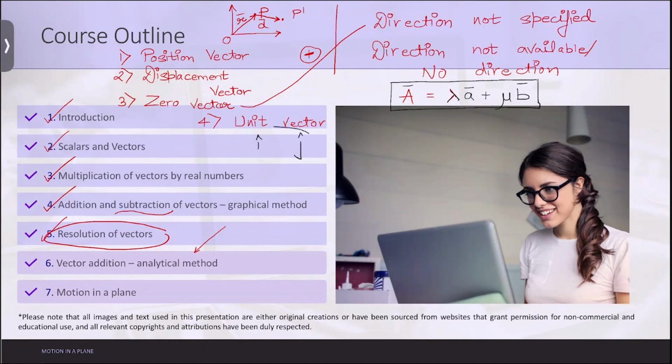So these were nothing but your unit vectors. What is the definition of a unit vector? A unit vector is a vector whose magnitude is 1, and has a direction according to the situation given. Here, I cap is denoted towards the x direction and j cap is denoted towards the y direction. So this is the direction of I cap and this is the direction of j cap.